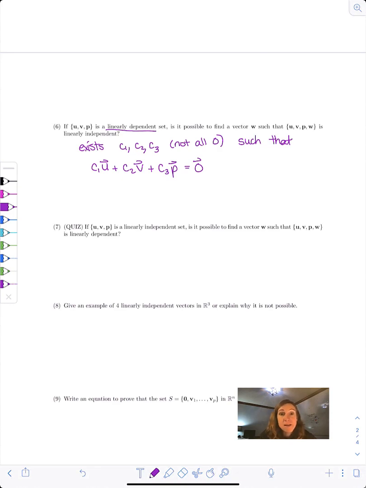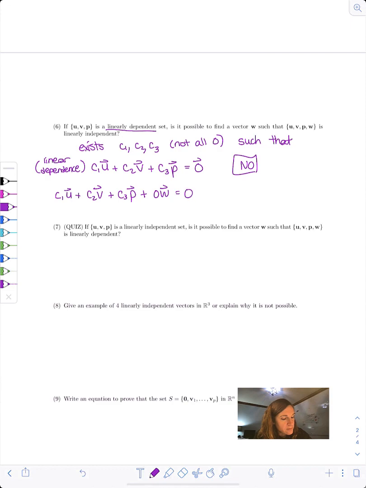And so now the question is, can we then turn that into a linearly independent set? So right now we have a dependent set. Could we turn that into an independent set by adding a W? Well, the answer is no, because anytime you add that W into your set, you can make a dependence. So this is called a linear dependence. You can create one by using that dependence from U, V, and P and just tacking a 0 in front of W. Because remember, our coefficients need to not all be 0, but we already know that one of C1, C2, or C3 is non-zero. So this is, again, a linear dependence.